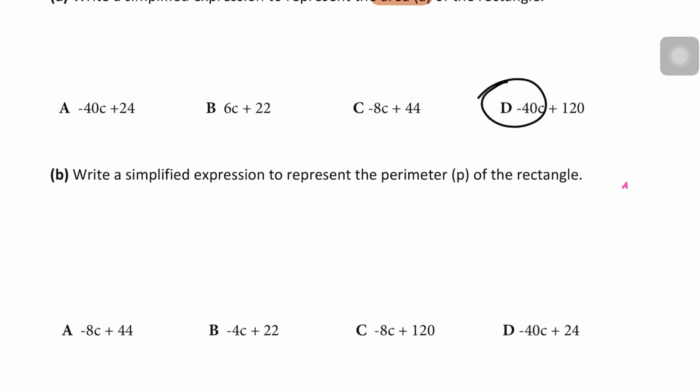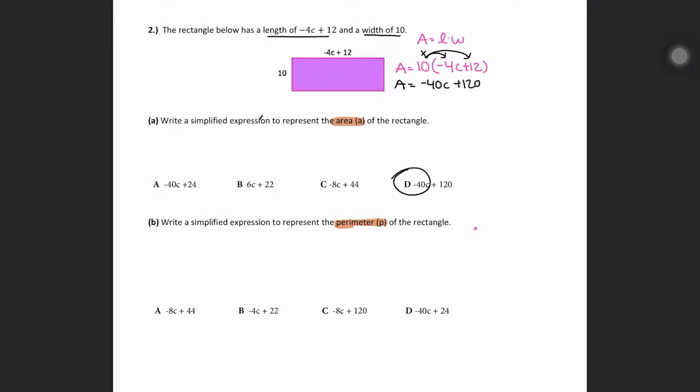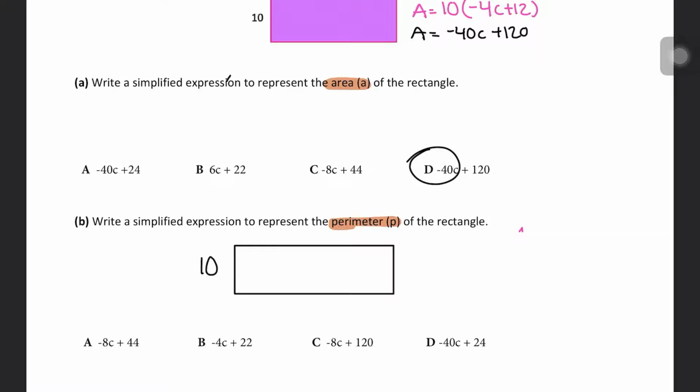Letter B says write a simplified expression to represent the perimeter of the rectangle. So if I were to draw my rectangle again, that's really crooked. You have 10, negative 4c plus 12. That means that the right side is 10 and the bottom side is negative 4c plus 12. Why? Because opposite sides are congruent.